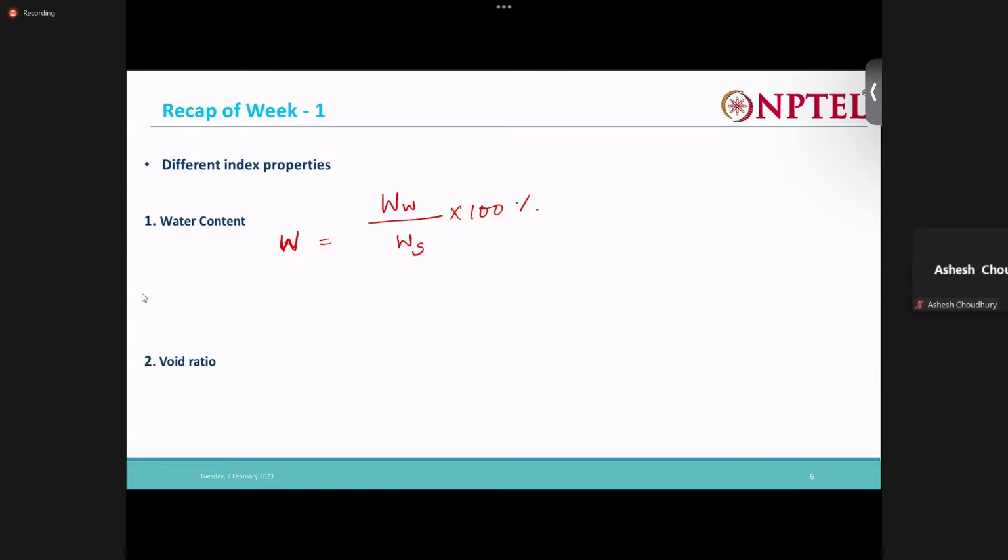Here comes a question: is there any upper limit of water content? No, right? Because water content can be anything from 0, since the weight of water can be anything. Say the weight of solids is 100 grams. Now the weight of water can be 100 grams, it can be 50 grams, it can be 1000 grams, it can be anything, right? So there is no upper limit of water content.